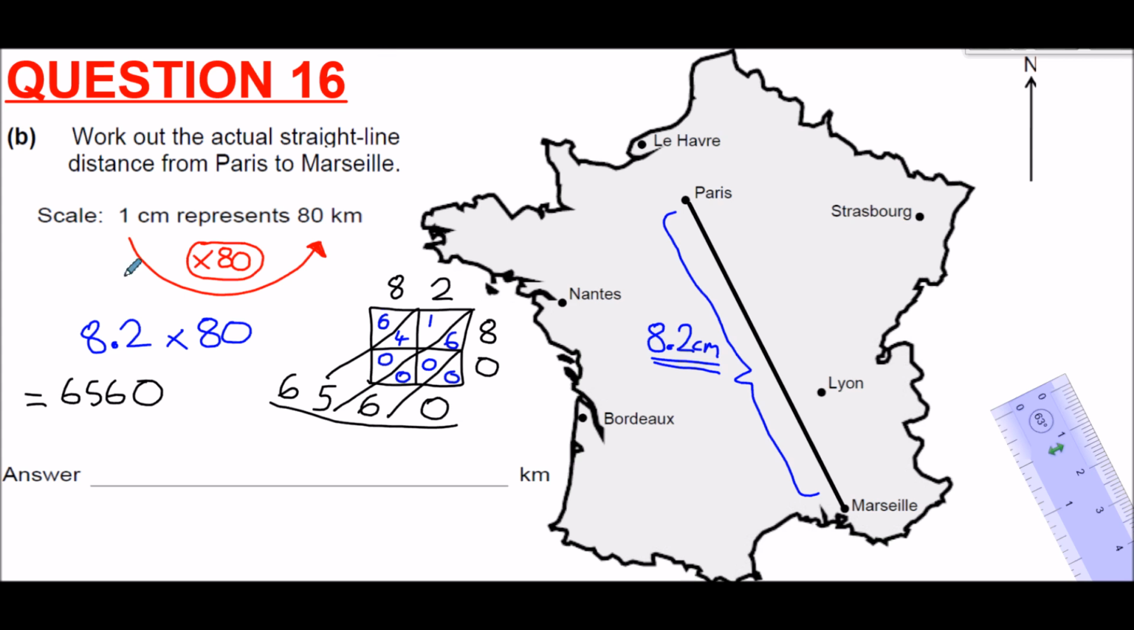But remember, the question actually has a decimal in it, and there's one decimal place in the question, so there needs to be one decimal place in the answer, and so the decimal needs to go in between the 6 and the 0. So the actual distance from Paris to Marseille, according to my measurements, is 656.0, but because it's 0.0, we can just say it's 656 kilometres, because a 0.0 can just be ignored, because 0.0 is nothing. So that's my final answer, 656 kilometres.